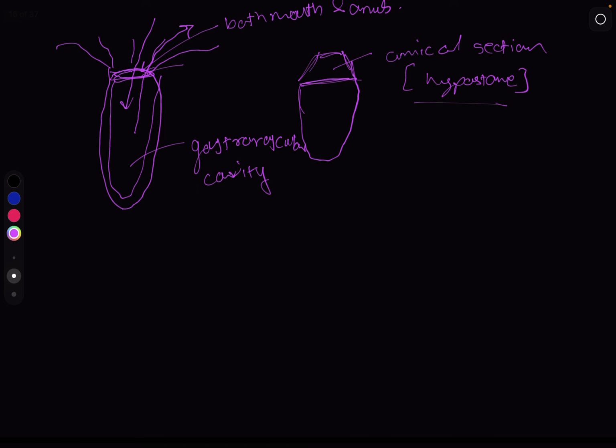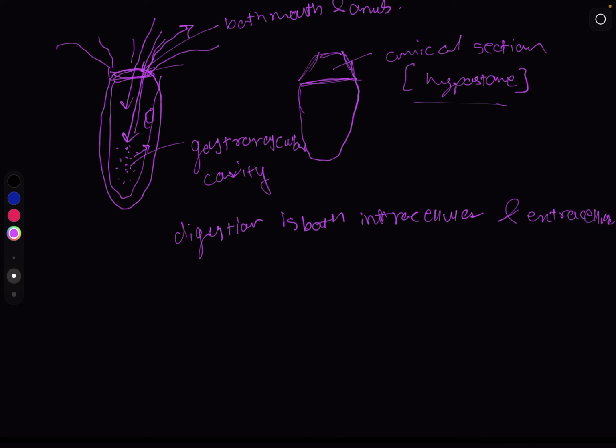So the food goes inside and it gets digested by the cells. First the cells release enzymes to break down the food outside, and when the food is in the form of small particles, it goes inside the cell to be further digested. So that means digestion is both intracellular and extracellular. Extracellular means it is outside the cell, but it is also inside the cell, intracellular.